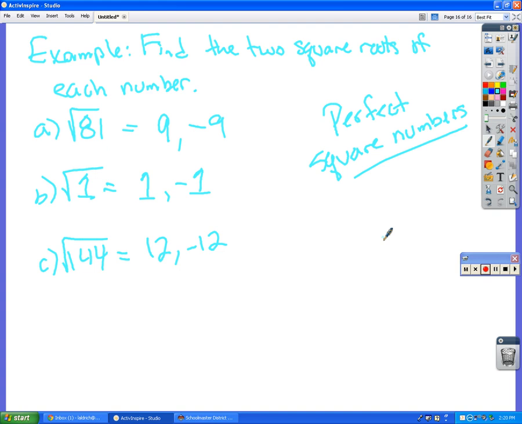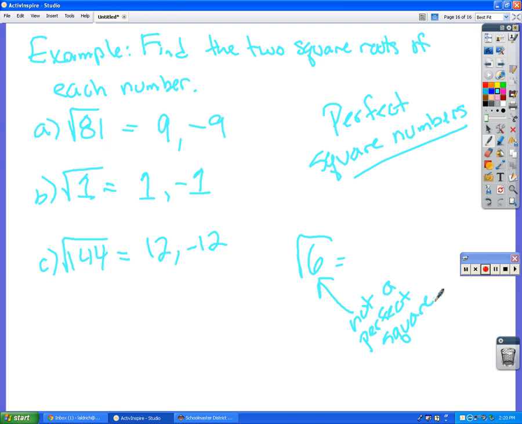In other words, if I ask you, what is the square root of 6? What number times itself equals 6? 3 times 3 is 9. 2 times 2 is 4. So it'd be some sort of a weird decimal, right? So that means that 6 is not a perfect square. Because if I try to take the square root of 6, I do not get a whole number as an answer. It's going to be something in between 2 and 3.